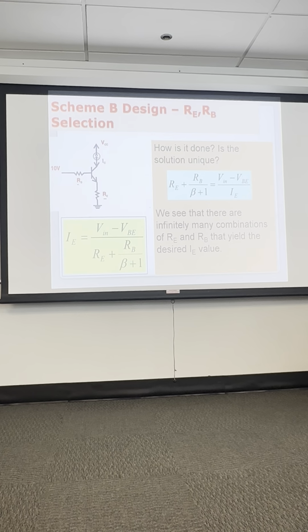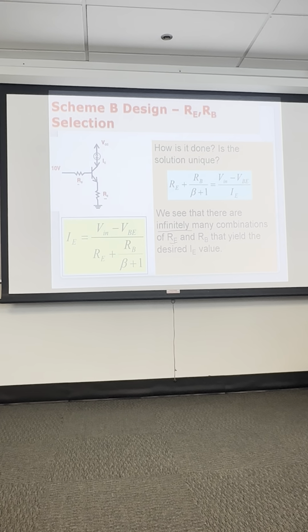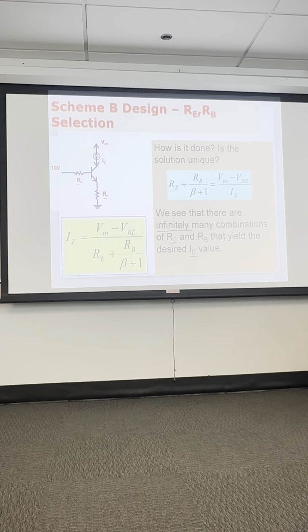And we note here, there are infinitely many combinations of RE and RB that will give the desired I sub E value. So if we want I sub E equals 30 milliamps, here is the infinite number of RE and RB combinations that will give the 30 milliamperes. So how do we decide which is the best RB and RE combination? It's now the design question.